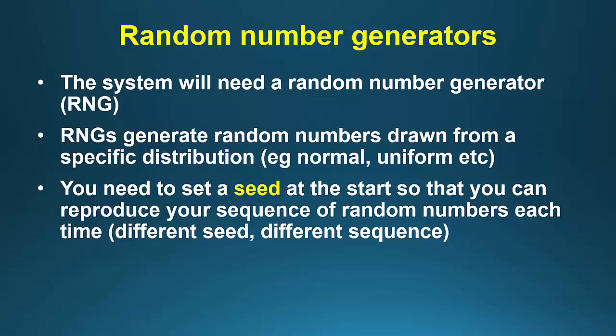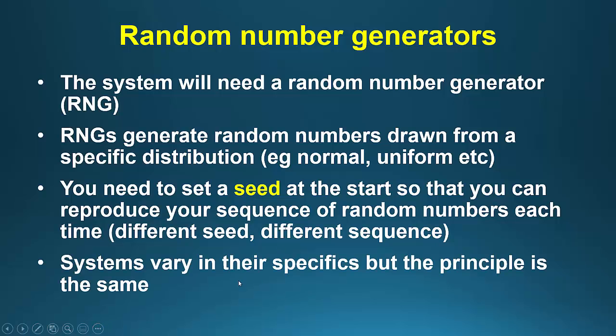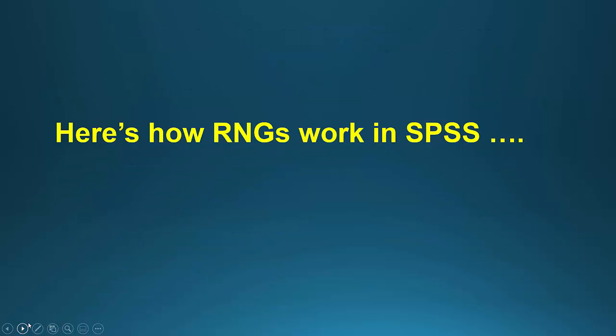And an important concept is the random number generator seed, which you set at the start so that you can always reproduce the same sequence of random numbers each time. If you continue doing it in an unseeded way, every time you run your program, you will generate a different set of data. And that's fine, but it's easier to control and make your data sets more reproducible if you set the seed. And we'll look at this a little bit later. And don't forget the systems vary in their specifics, as I've said before, but the principles are the same across every system. So here's how random number generators work in SPSS.